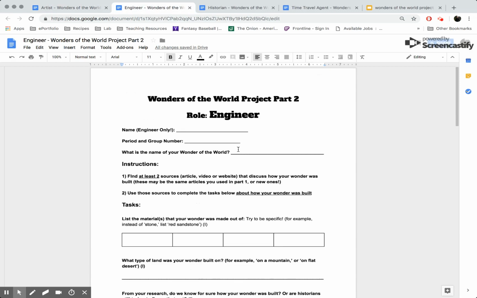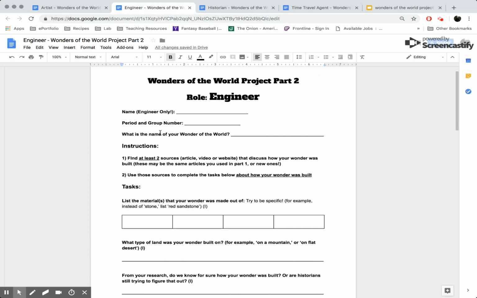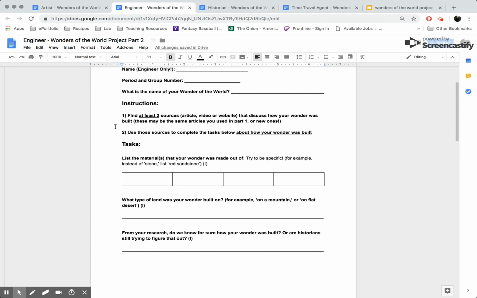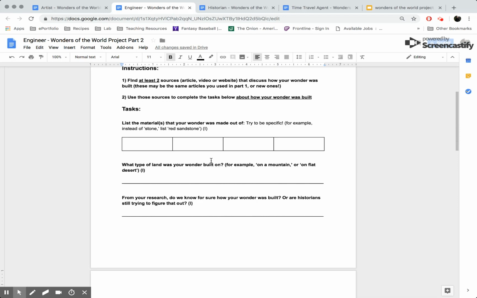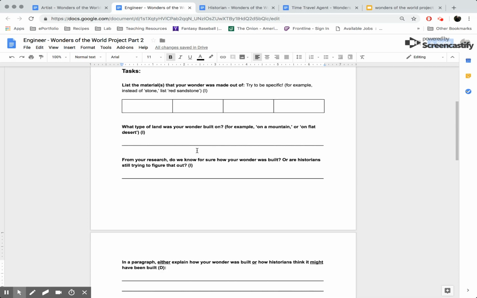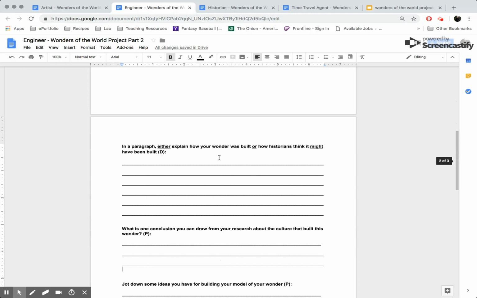Okay, the engineer, same thing here. You're going to find a couple sources and then use those sources to complete the tasks. What materials was your wonder made out of? What type of land was it built on? Do we know for sure how the wonder was built, or are we still trying to figure that out? That'll be different depending on the wonder.